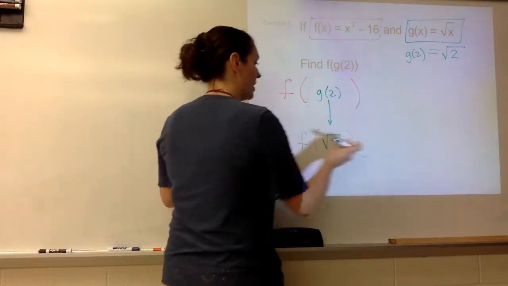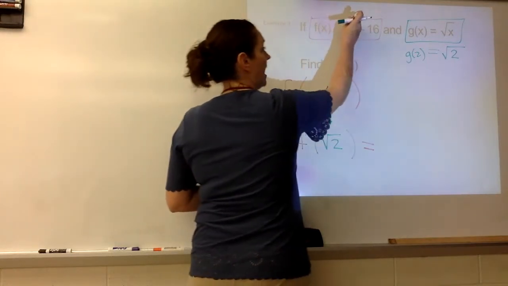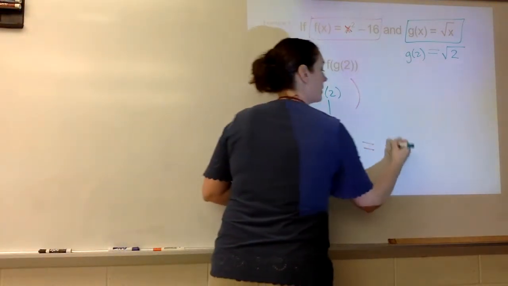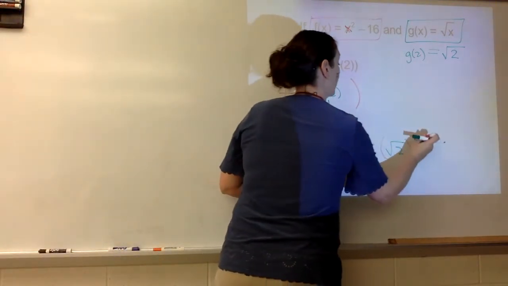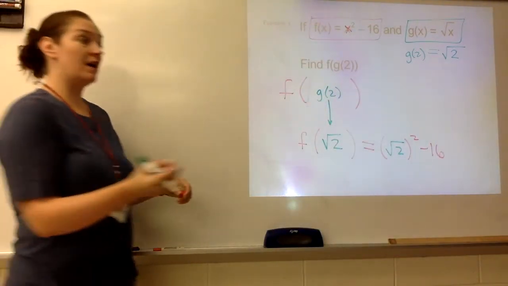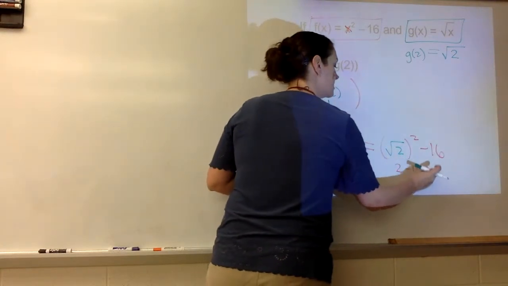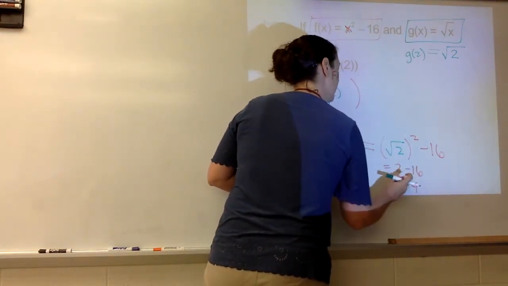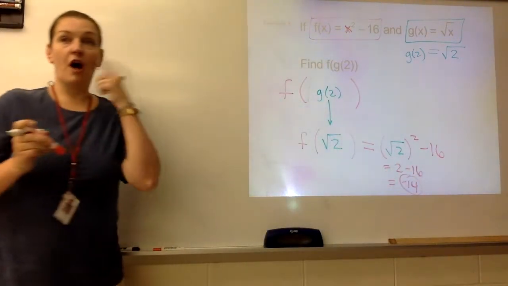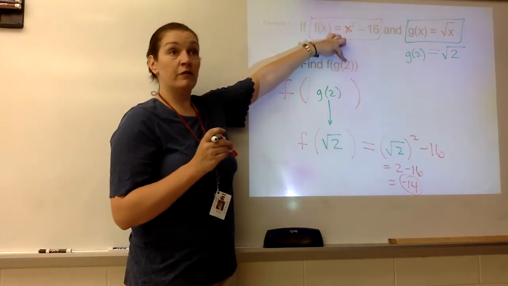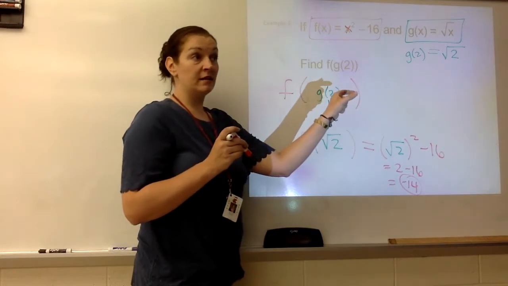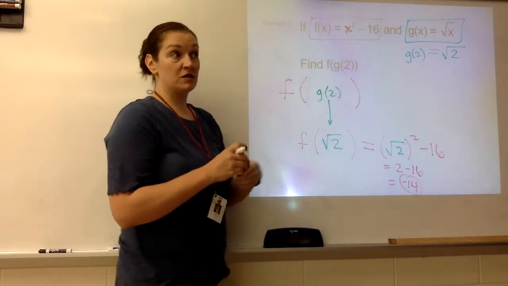And now what? Now I go to my f function. Every place I have an x, what do I replace it with? Square root of 2. So I've got square root of 2 squared minus 16. That looks like pretty much math simplification. Root 2 squared is 2 minus 16, negative 14. That's the answer I'm looking for. Thought process: numbers in for the ingredient, numbers out. Quantities in, quantities out. They should match.